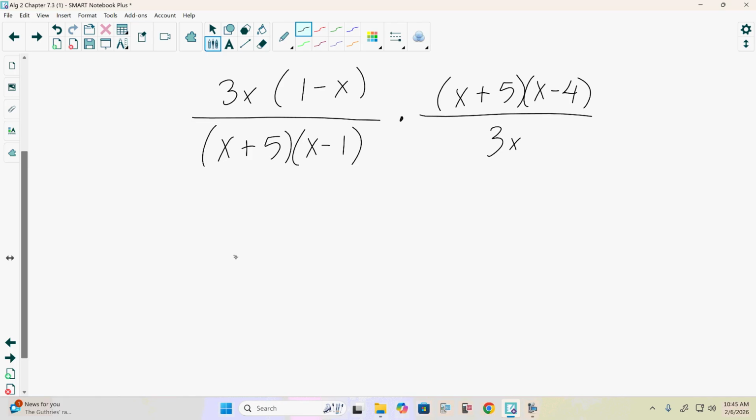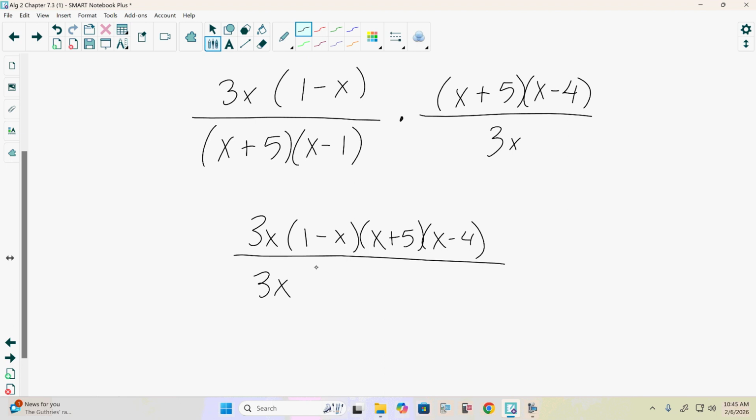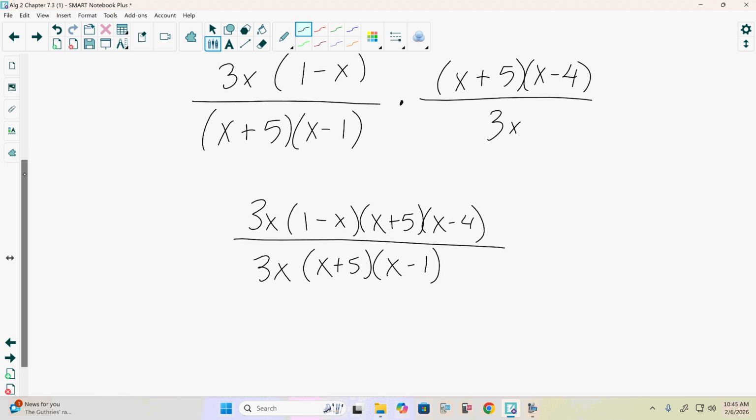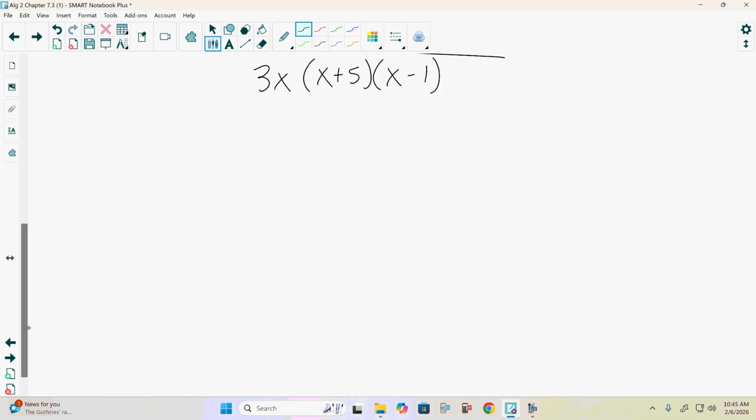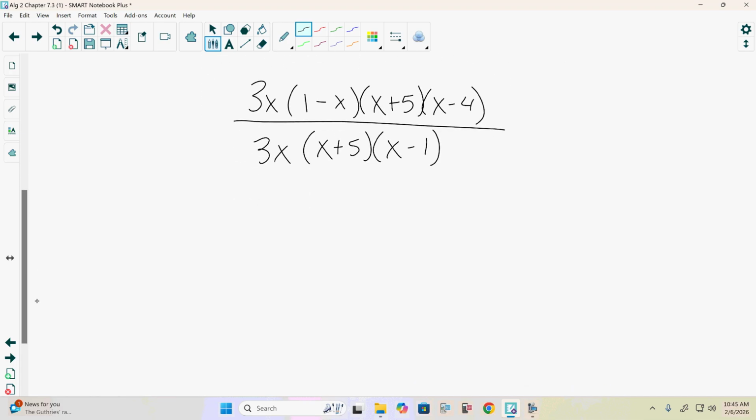Then we multiplied them together, and on top we had 3x times 1 minus x times x plus 5 times x minus 4, and on bottom we had 3x times x plus 5 times x minus 1. And this is where we stopped because we ran out of time yesterday. Because once we finish factoring these, to do multiplication, we factor the tops and bottoms of each fraction, then we multiply them together, and then we're going to simplify. We're going to cross out what's in common on top and bottom, what's going to simplify to 1.